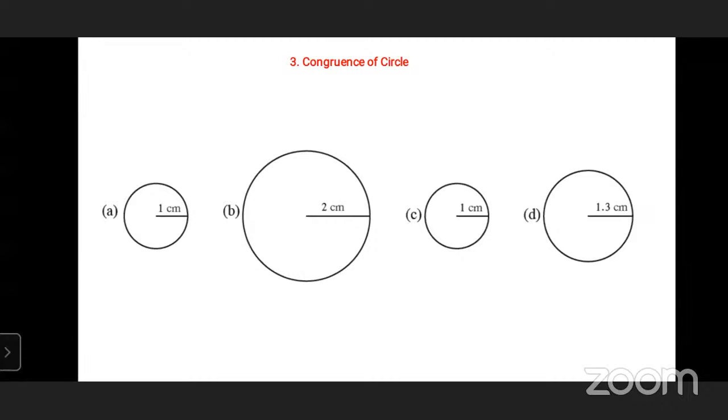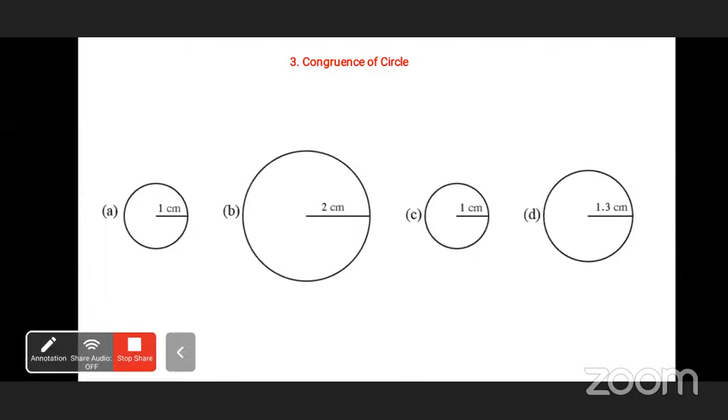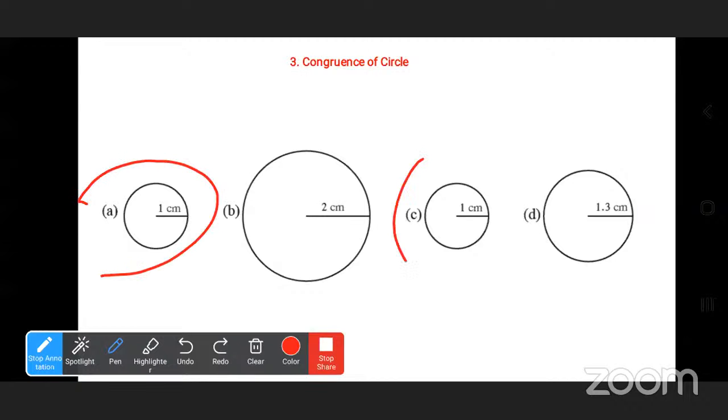When we do that, we get 2 circles, diagram A and diagram C, that are correctly matched because the radii of those circles are the same. Because of that, we can say the circles with equal radius are congruent, or circles of equal radius are congruent circles.